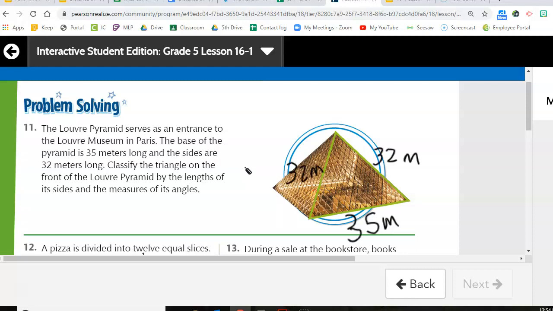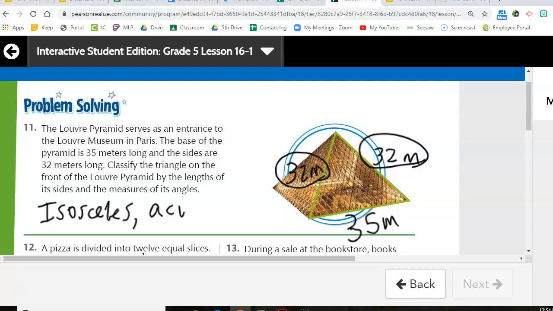Okay. Classify the triangle on the front of the Louvre Pyramid by the lengths of the sides and the measures of its angles. So I'm noticing that 32 and 32 are the same. When I have two sides that are the same, it is an isosceles triangle. Now I'm looking at all my angles. I don't see any right angles that have the little square that are 90 degrees. And obtuse, the open ones, I don't really see those either. So this is going to be an acute triangle with all angles acute.